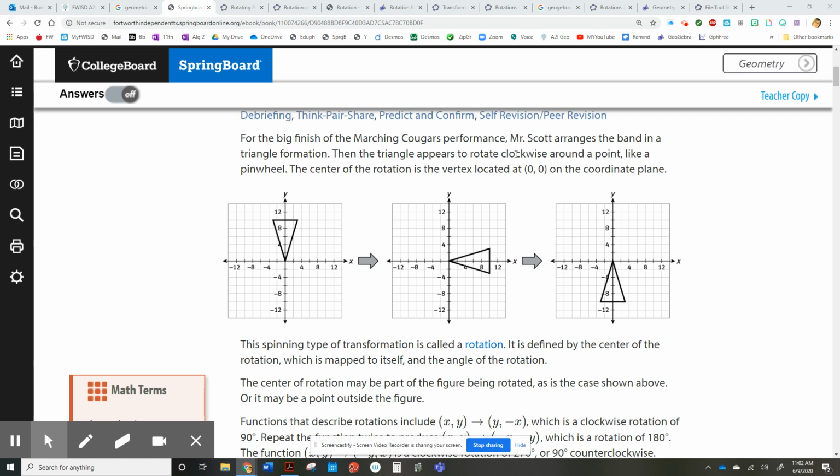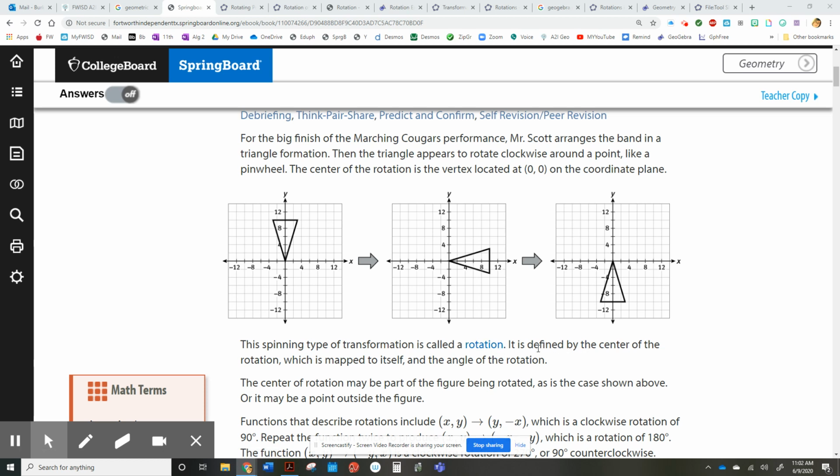We need to pay attention to this vocabulary. The triangle appears to rotate clockwise around a point, kind of like a pinwheel. And the center of the rotation is the vertex, which is located at 0, 0. So they start here and then they end up here. And then from here, they go to here. It says this spinning type of transformation is called a rotation.